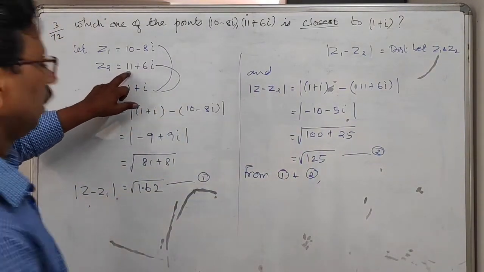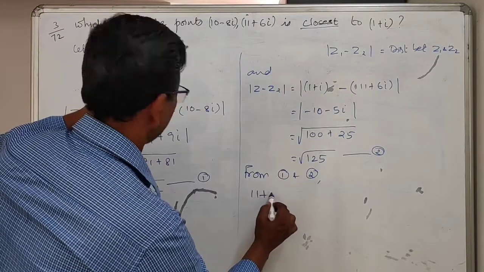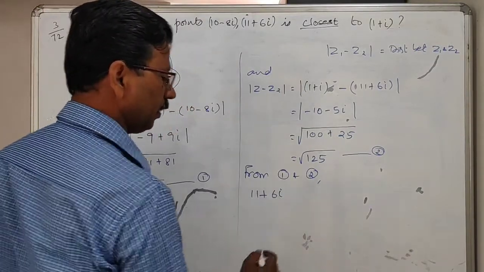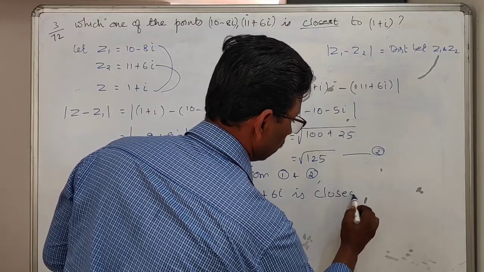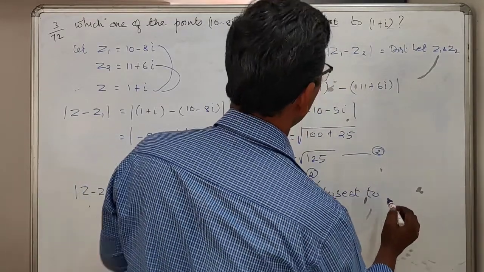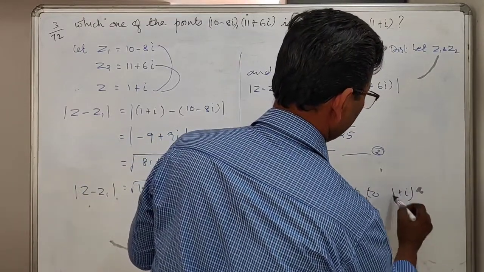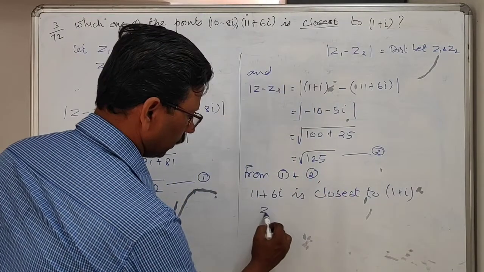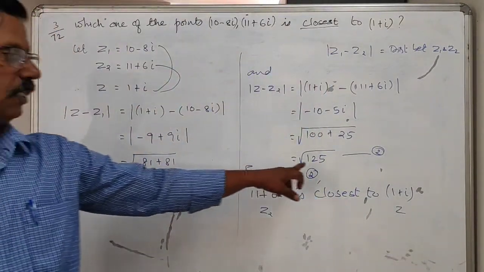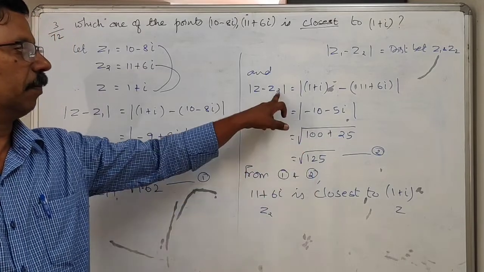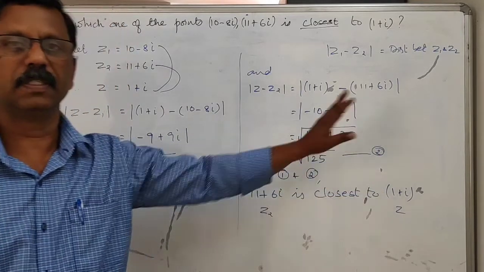Z2 means what? 11 plus 6i. 11 plus 6i is closest to which one? 1 plus i. This is nothing but Z2, this is nothing but Z. Therefore, among these two, which is the smallest value, therefore we can say this number Z2 is closest to what? 1 plus i you can say.